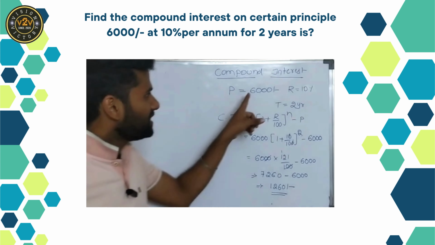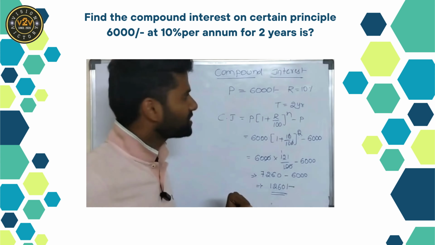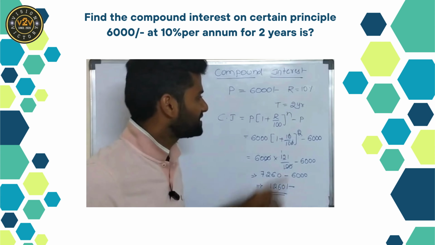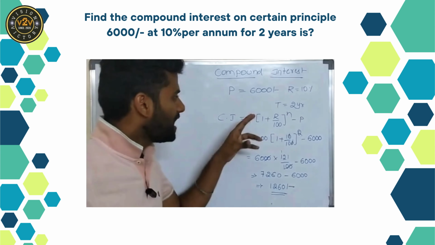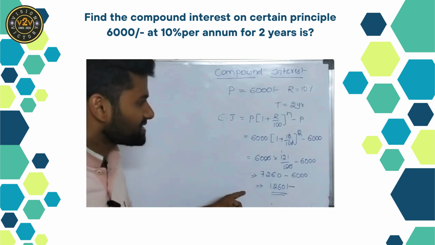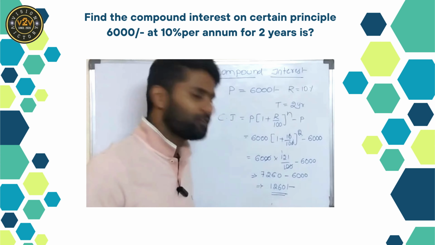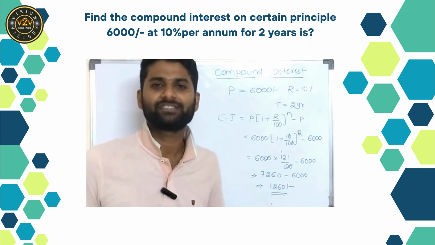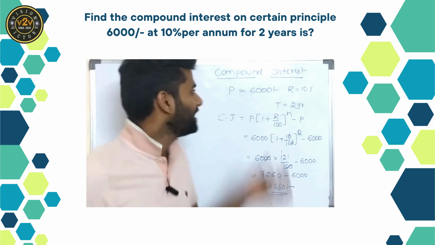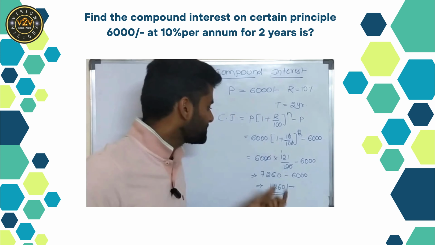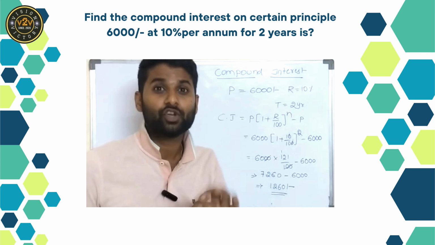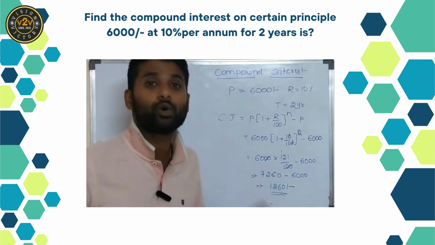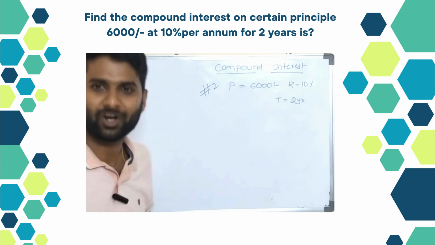Now see this question. The principal 6,000 we have substituted here, the rate of interest is 10%, so the R value is 10, and the time period is 2, so n is equal to 2. After further calculation, based on the formula, at the end of 2 years you have to pay 1260 rupees as interest. If the principal is 6,000 rupees and the interest is 1260, at the end of 2 years you have to return 7,260 rupees.